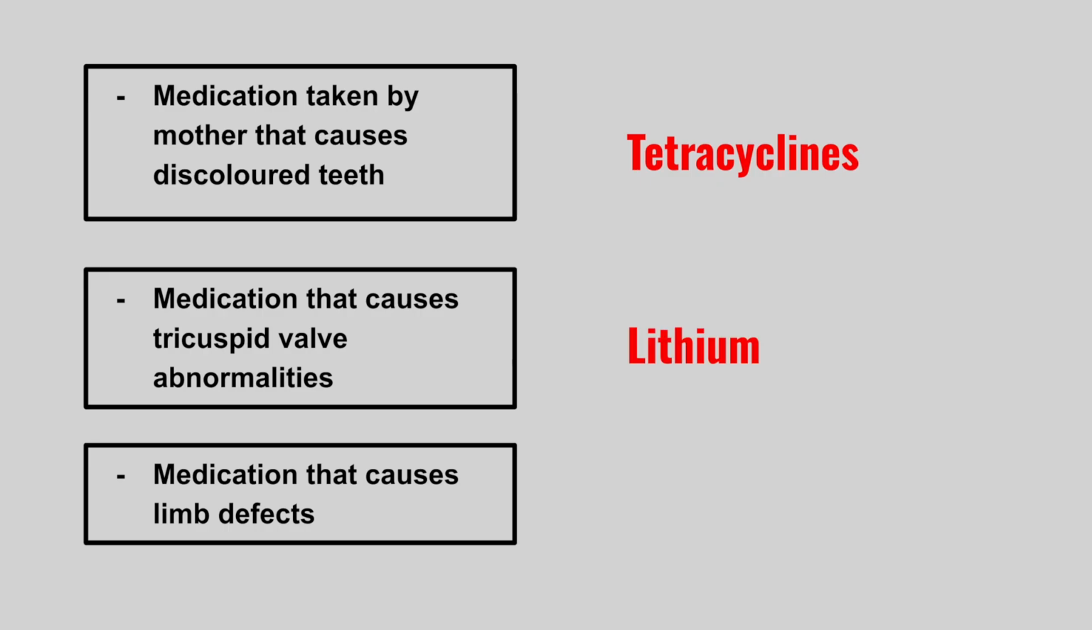Next, we have a medication that causes tricuspid valve abnormalities. And this is lithium. Remember, lithium is a medication used for bipolar disorder, and the tricuspid valve abnormalities is known as Ebstein's anomaly. Next, we have a medication that causes limb defects. This is thalidomide.